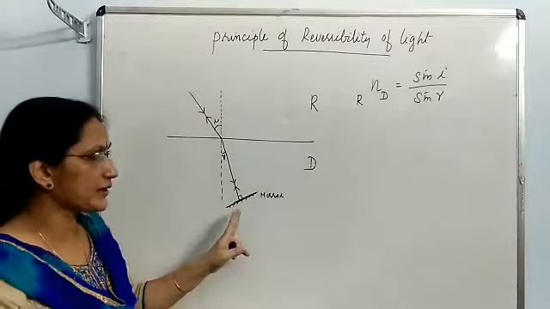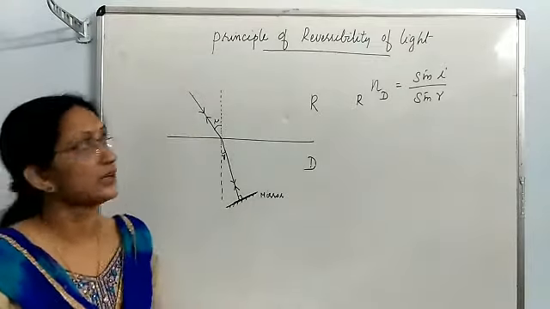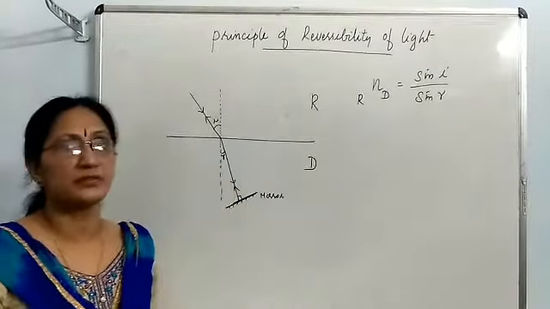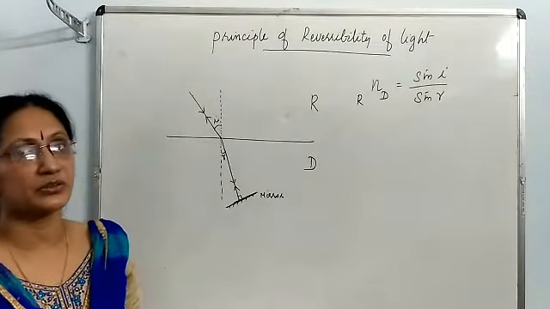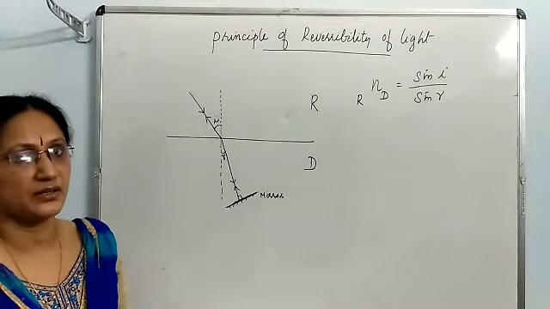Along which path it came, the same path it will go back. That is known as the principle of reversibility of light. The path of light is reversible.